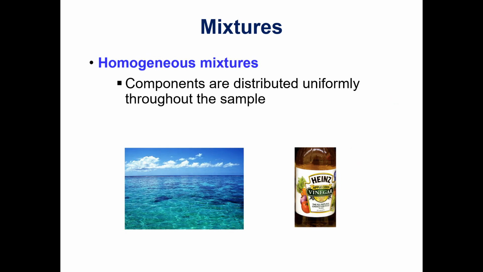We can further classify mixtures as either homogeneous or heterogeneous. In a homogeneous mixture, the components are distributed uniformly. For example, if we take something like vinegar, vinegar is actually acetic acid in water. If you look at a bottle of vinegar, it looks the same throughout. You don't see a layer of acetic acid and a layer of water, you just see vinegar.